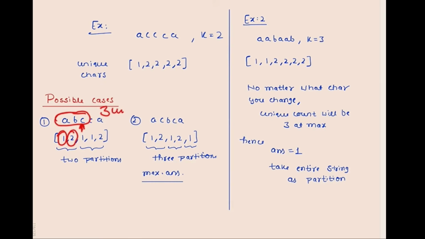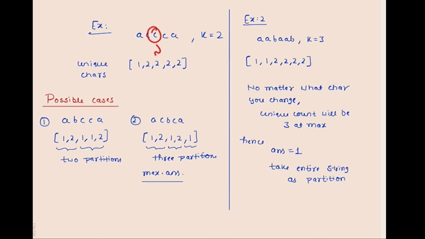Three unique characters, and we have to partition after we get two unique characters. So until we reach this C, the entire string on the left side gives us one partition. From C onwards we again start our unique characters count. For C it is 1, for this C again it is 1, for A it is 2. So we reach this partition and this partition. In total we will have two partitions if we change this C to B. So this is clear.